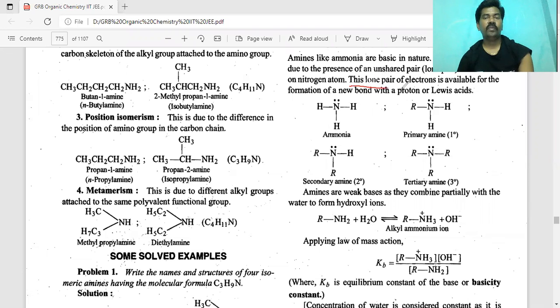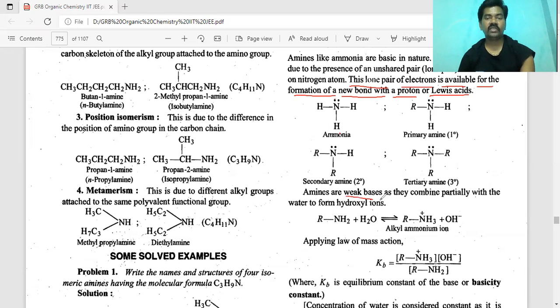This lone pair of electrons is available for the formation of a new bond with a proton or Lewis acids. So in every compound, ammonia, there is a lone pair. Next, primary amine has one lone pair, then secondary amine, then tertiary amine. So these are basic in nature, due to the presence of the unshared electron pair on the nitrogen atom.